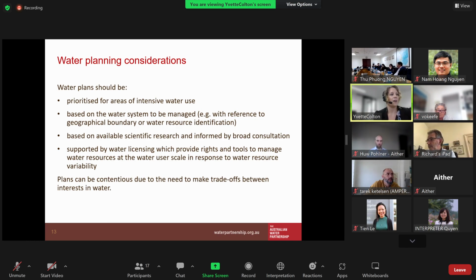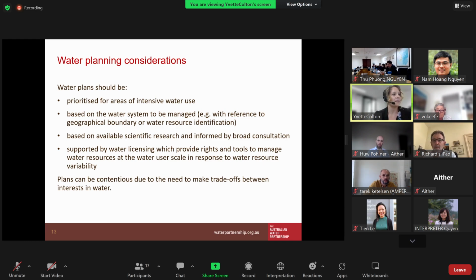They need to clearly define the water system that is managed by the plan, which could be with reference to the geographical boundary of the resource, the aquifer, or other method of identification. They need to be based on the best available science and ideally comprehensive, inclusive consultation. And the method that they work in practice is through their interaction with the water licensing scheme, which provides those rights to take water and then those tools to manage the water resource on the ground at the water user scale in response to resource variability.